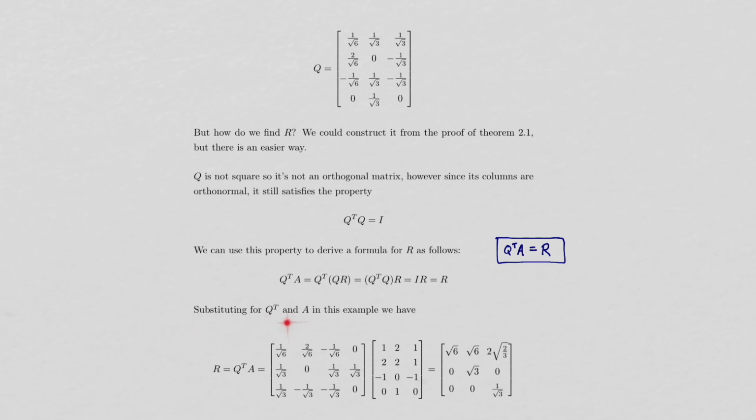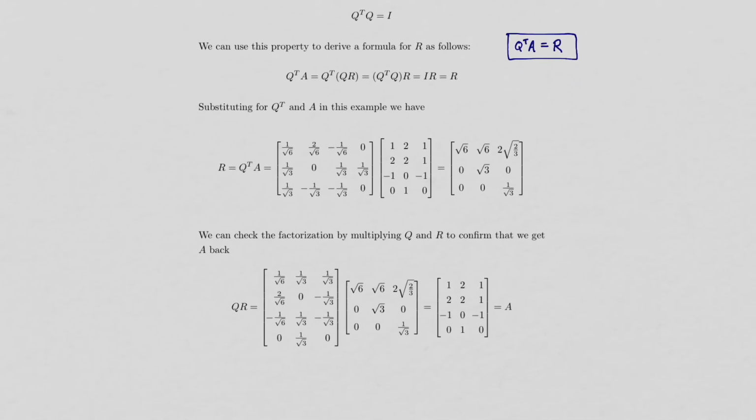All right, so substituting for Q transpose and A in the example that we have here, here's Q transpose, here's A, we multiply the 2, and that gives us R. Notice that R is indeed square. It's 3 by 3. A was a 4 by 3 matrix, so n is 3 in this case, and R is 3 by 3. It's upper triangular. The lower triangle here is all zeros, and the entries on the main diagonal are all positive. So R satisfies all the conditions of the theorem.